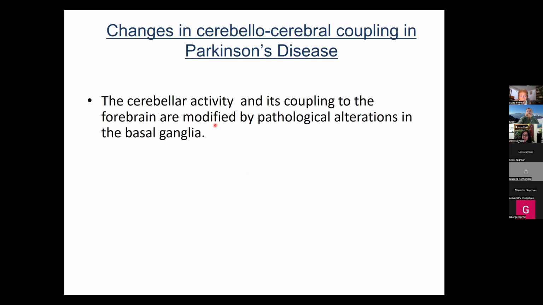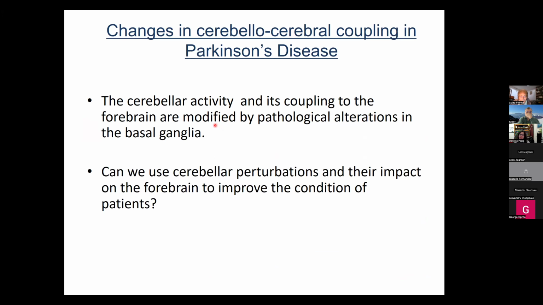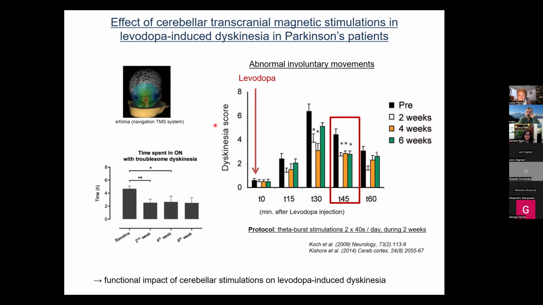So the cerebellar activity and its coupling to the forebrain are modified by pathological alterations in the basal ganglia. Now, we ask if we can use these cerebellar perturbations and their impact on the forebrain to improve the condition of patients. And we looked at levodopa-induced dyskinesia in Parkinsonian patients. Two teams showed in humans that magnetic stimulation of the cerebellum in Parkinsonian patients with levodopa therapy could significantly reduce dyskinesia, which is one of the side effects of levodopa in many patients.